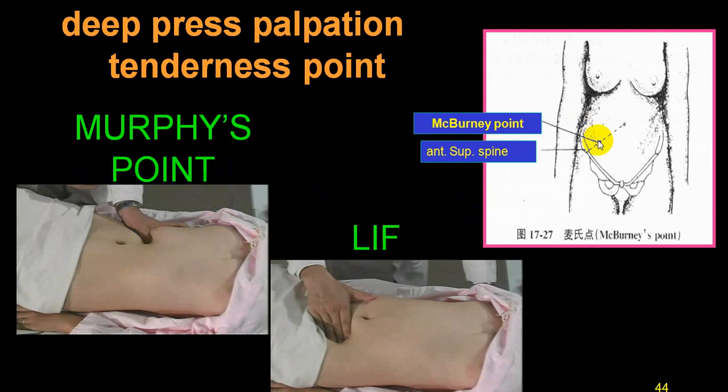This is McBurney's point, and here lower border of right costal margin and mid clavicular line junction is Murphy's point. So at that particular spot, if you put your finger or you put your palm and ask the person to take deep inspiration, and when the person is taking a deep inspiration, you push your hand posteriorly and towards the right costal margin, and if a person gets pain, that is Murphy's sign positive. When you are pressing in a left iliac fossa and release it, that is Rousing sign.